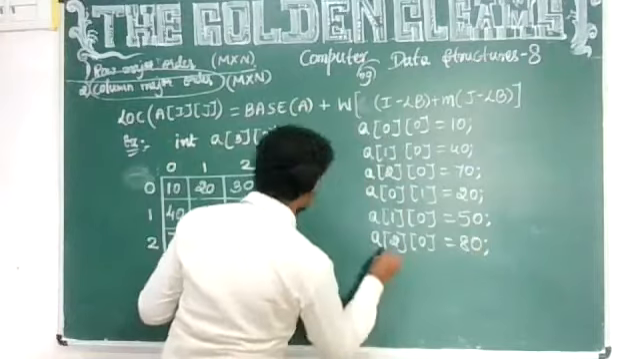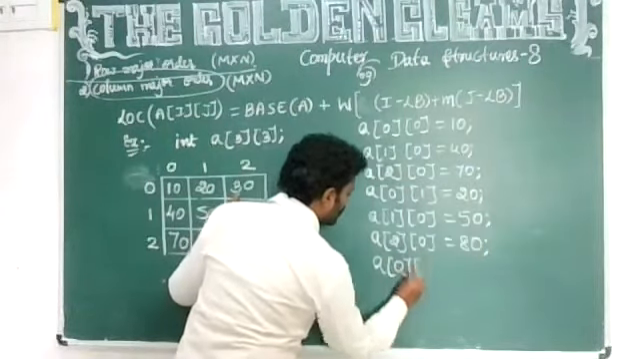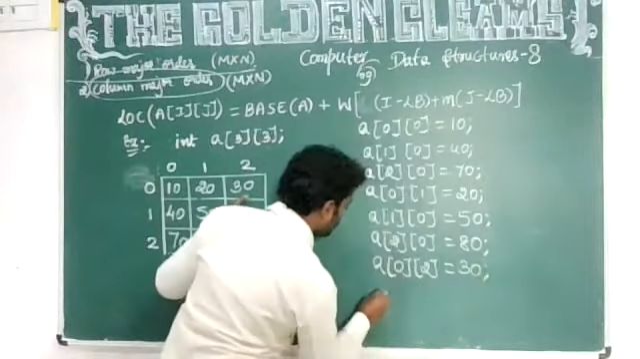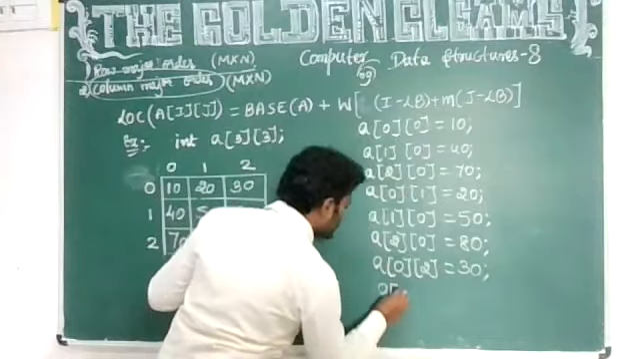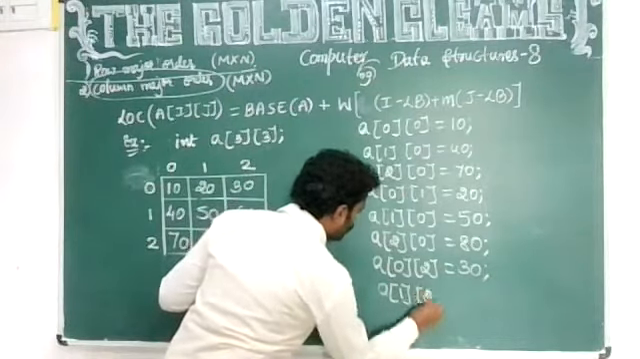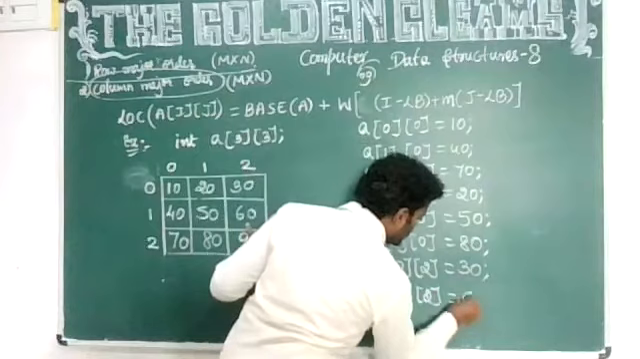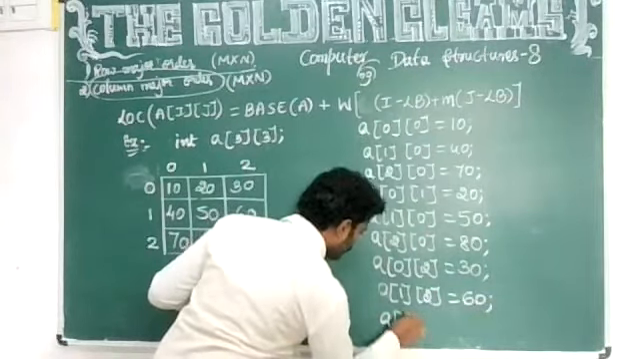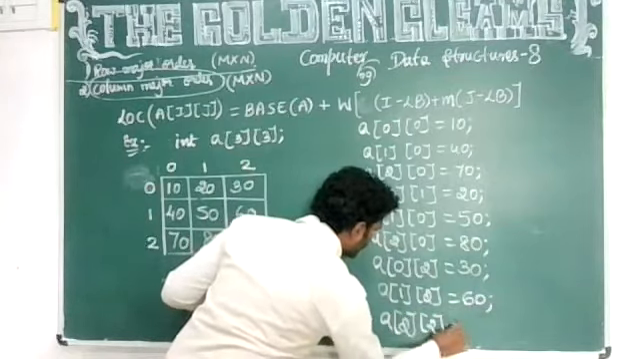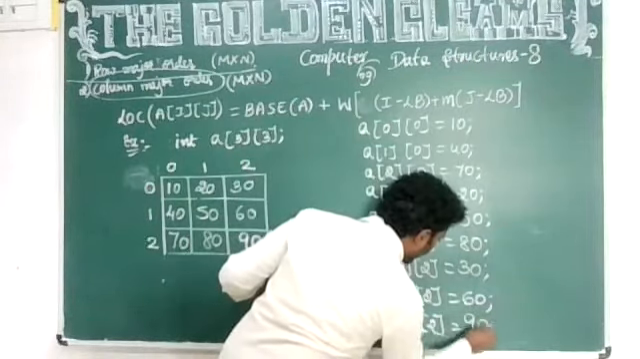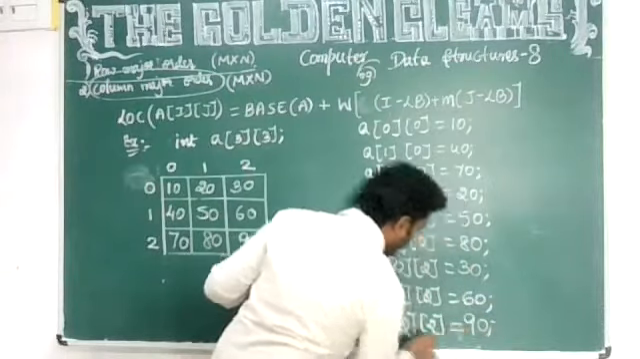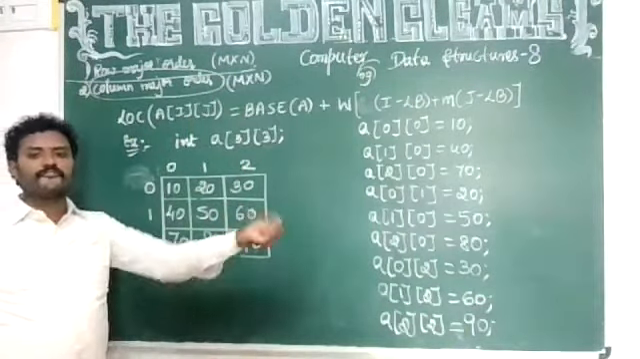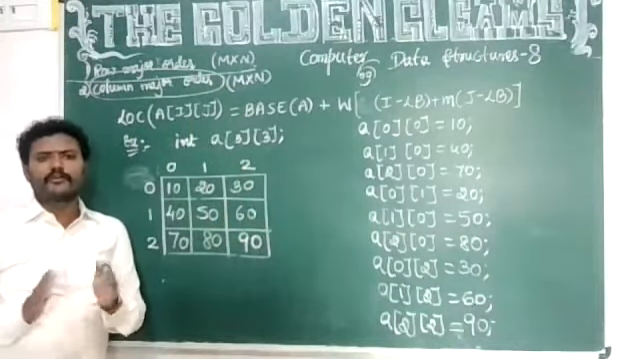So the next it is [0][2] equals 30. Next it is [1][2] equal to 60. It is [2][2], the total 90. So this is the format called column major order format, students. It is little different from row major order.